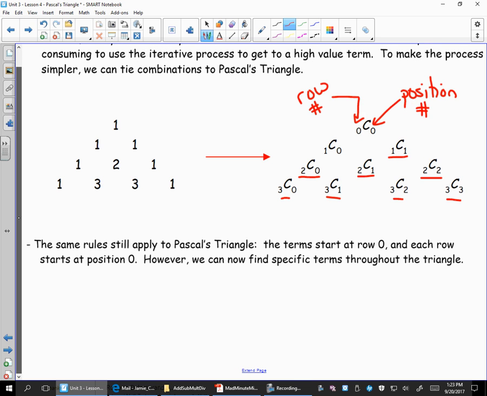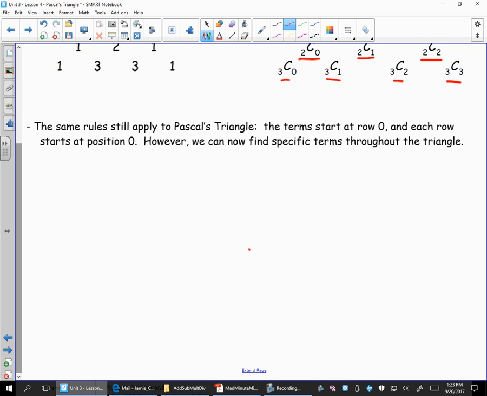So for instance, if I want to know the 7th row, and I want to know position, I don't know, 3. Well, I can do that. It's 7 choose 3. Right? I don't need to find out all the previous results to get the next result because I can use this combination idea.